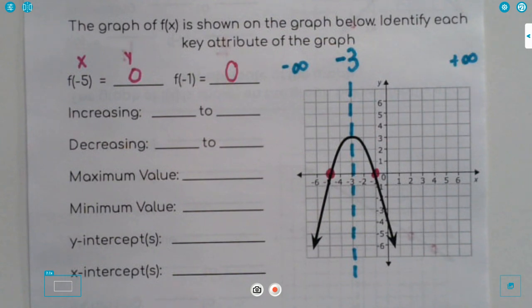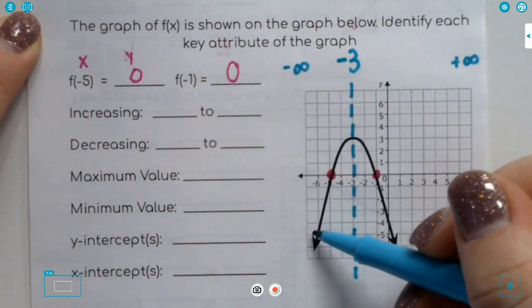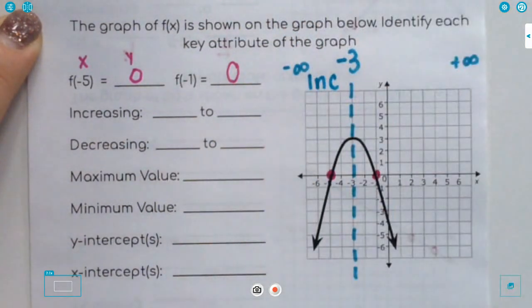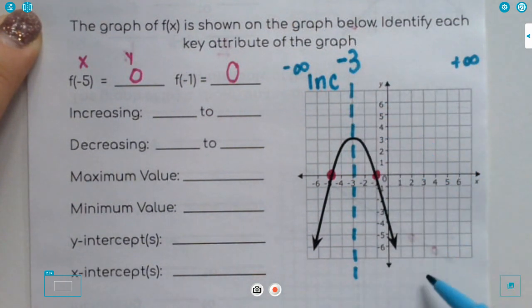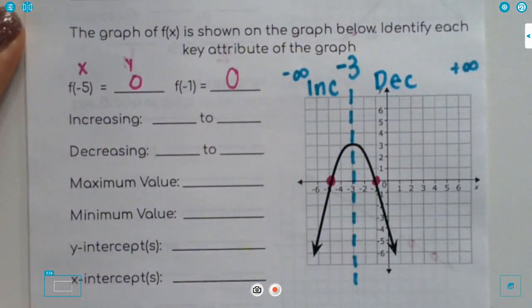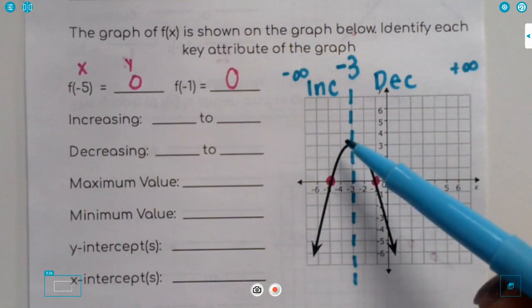From here, right here, from negative infinity to -3, we are going up. We are increasing. So I'm going to write I and C here. And then from -3 to positive infinity, we are decreasing. We're going down. So if you just think of it as a roller coaster from left to right, you're going up and then back down.